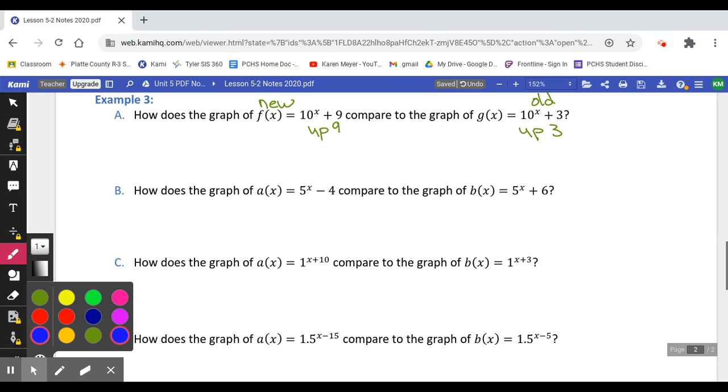So we're talking about vertical movement here. So here's my vertical axis. My first graph is going to be at 3. My second graph is going to be at 9. So how do I get from 3 to 9? Hopefully everybody says, to get from 3 to 9, I have to go in an upwards direction. And how many spaces up would I have to go? 3 to 9 is going up 6 spaces. So my overall answer is, from the original one to the new one, I have to go up 6 units.